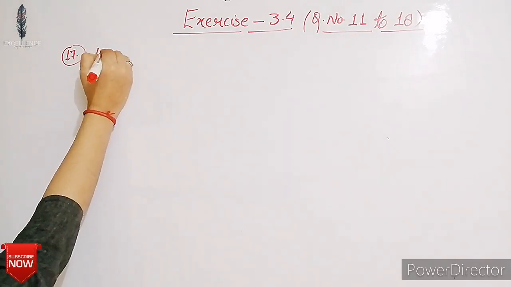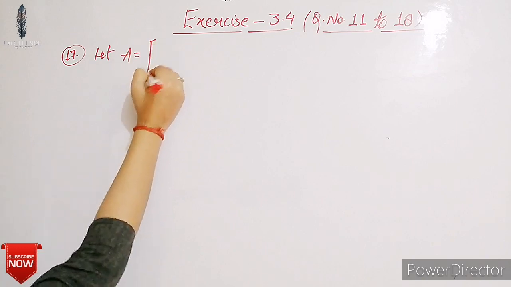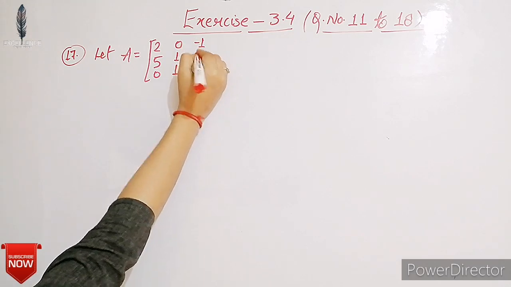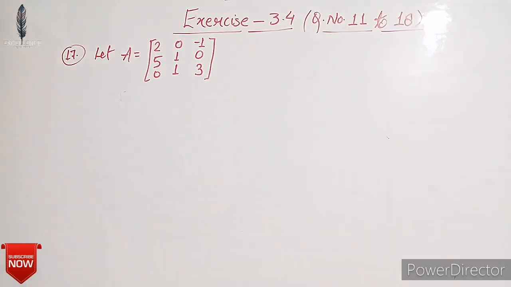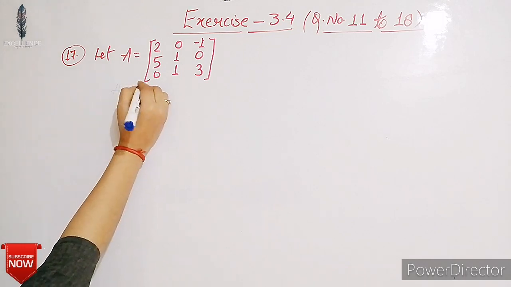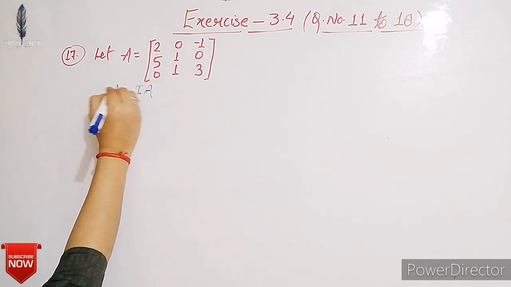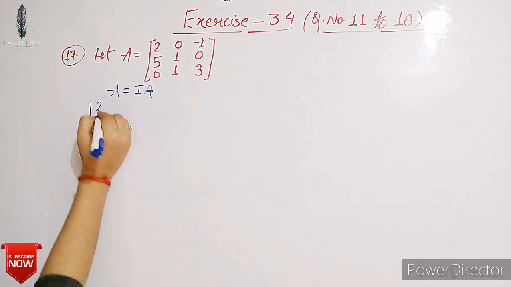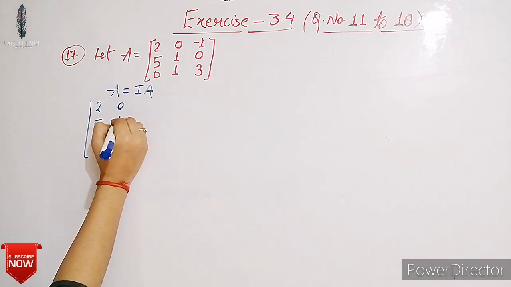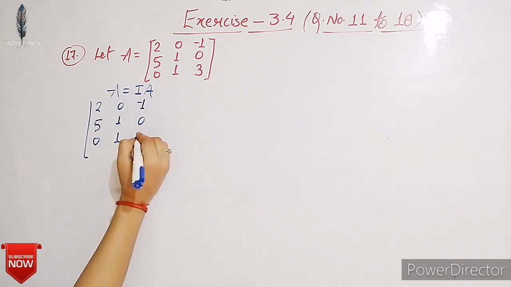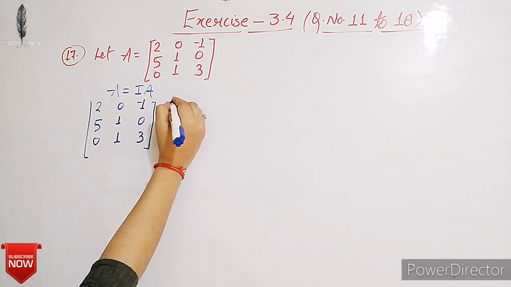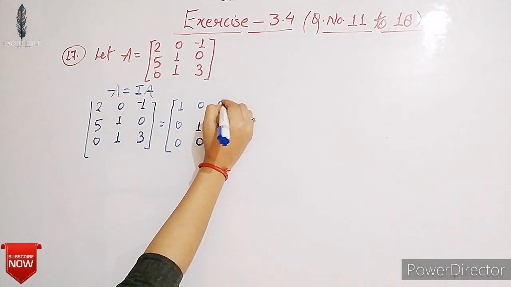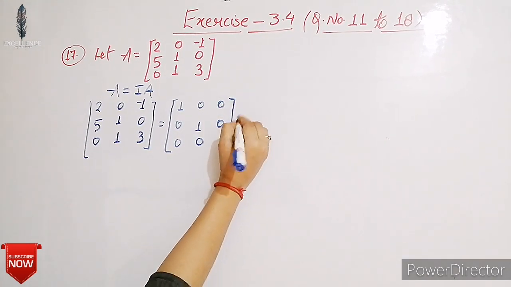17th question. Here A equals 2 5 0, 0 1 1, minus 1 0 3. For elementary row operations, the characteristic equation is A equals IA. Put the value of A, that is 2 5 0, 0 1 1, minus 1 0 3 equals the identity matrix, as all of you know, 1 0 0, 0 1 0, 0 0 1, times A.